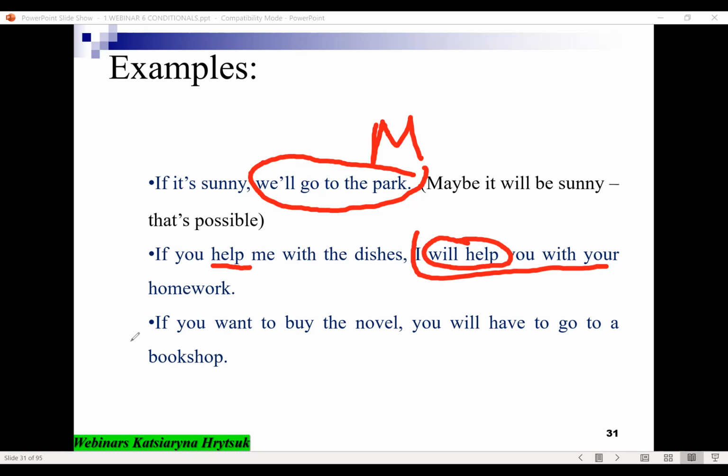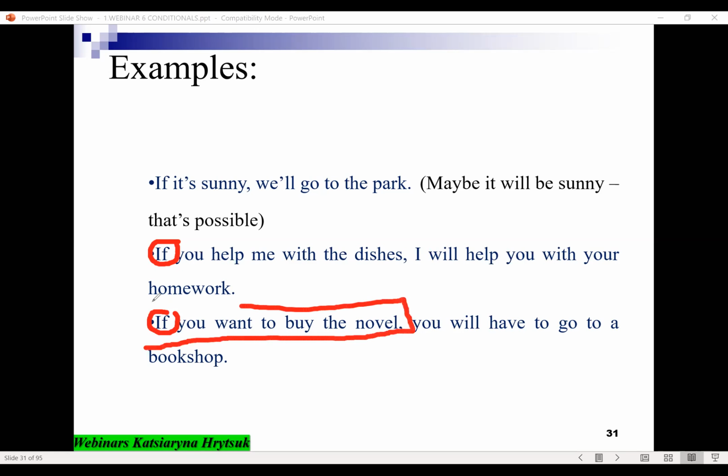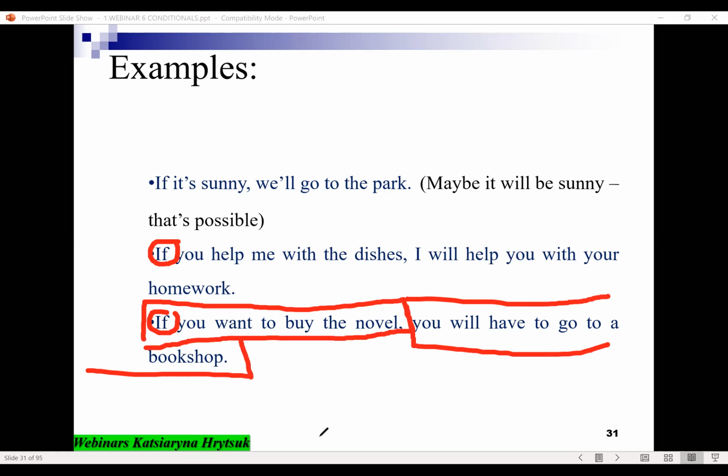Sandrine? If you want to buy the novel, you will have to go to a bookshop. Where is the if clause? Clause, it's a part of the sentence. Where is the if clause? This is the if clause, and this is the main clause. Please remember, the main clause can go before the if clause. It's correct.